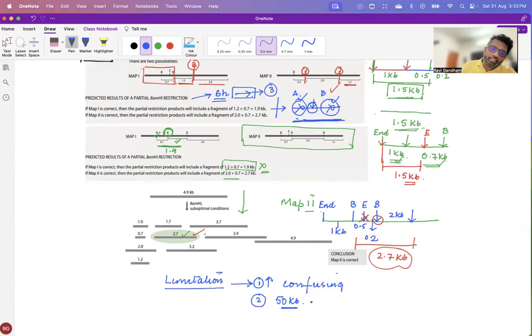Beyond this fragment size, as the restriction enzymes increase and the fragment size increases, the number of fragments you will be getting after digestion will be too many for us to analyze, and this gets very difficult for us to analyze. So what is the ideal fragment size for restriction mapping? The ideal fragment size for restriction mapping is only 50 kb.